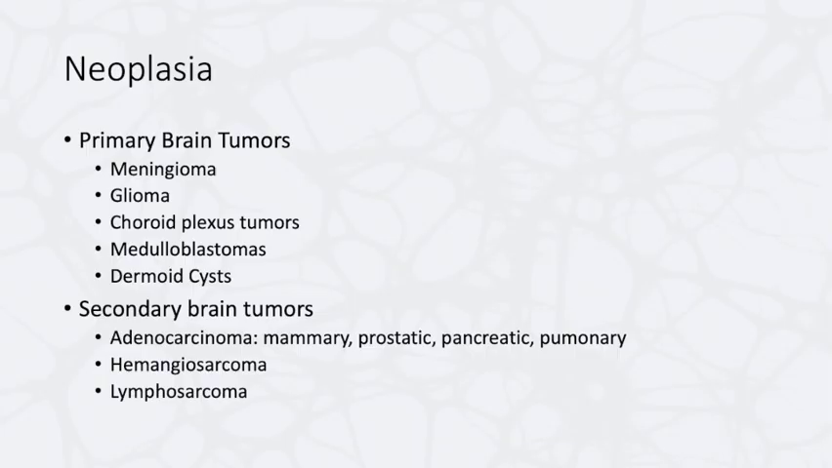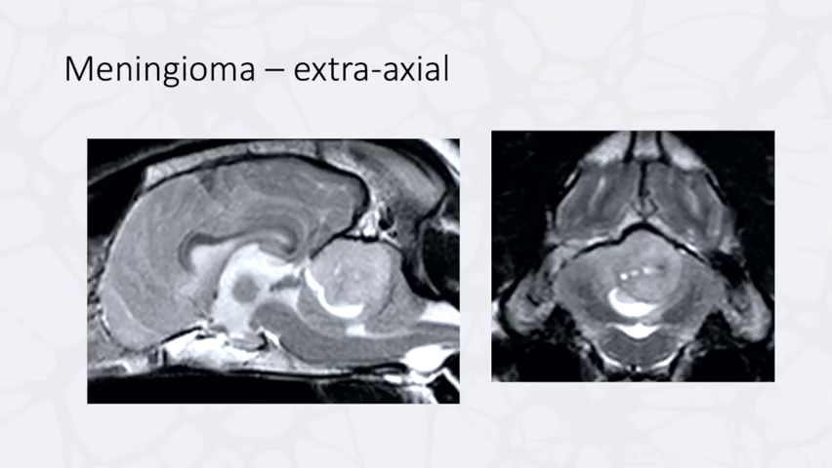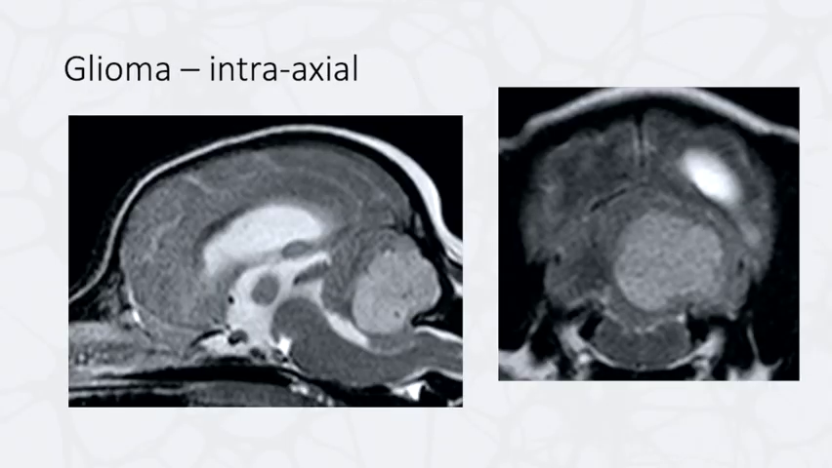Then, of course, neoplasia can affect the cerebellum. Again, not a complete list, but some of the more common brain tumors that we'll see within the region of the cerebellum. And just a couple of images. That's a meningioma. On these images, these are T2 weighted sequences, and then a glioma. So intraaxial tumor, again, T2 weighted sequences.